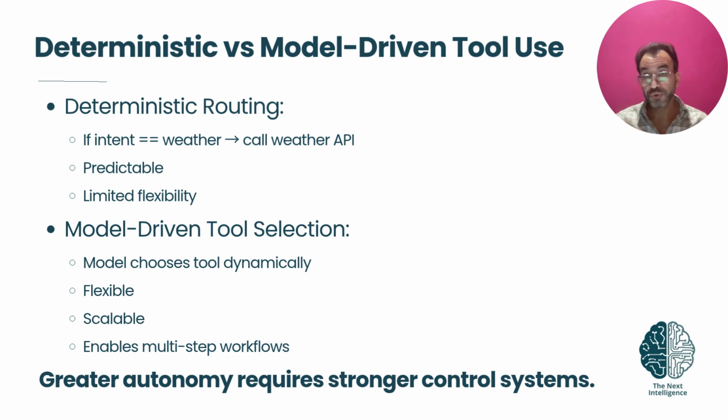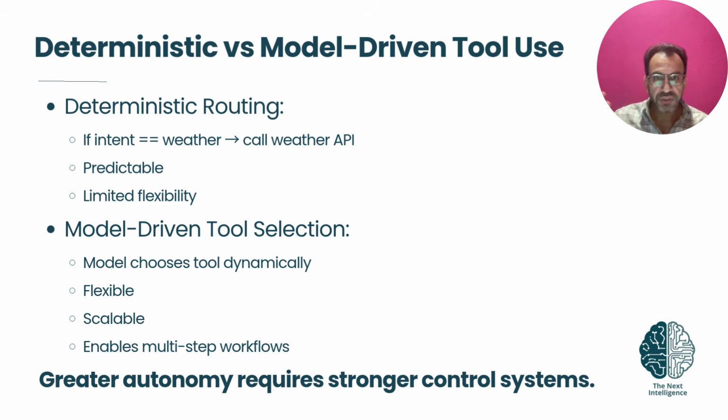In tool use or tool calls, we have two different approaches here. The first one is deterministic, and it's something like: if intent equals weather, then call the weather API. This is very much predictable, with limited flexibility. While we have another approach, which is model-driven tool selection. So the model chooses the tool dynamically. It is flexible, it is scalable, and it enables multi-step workflows.